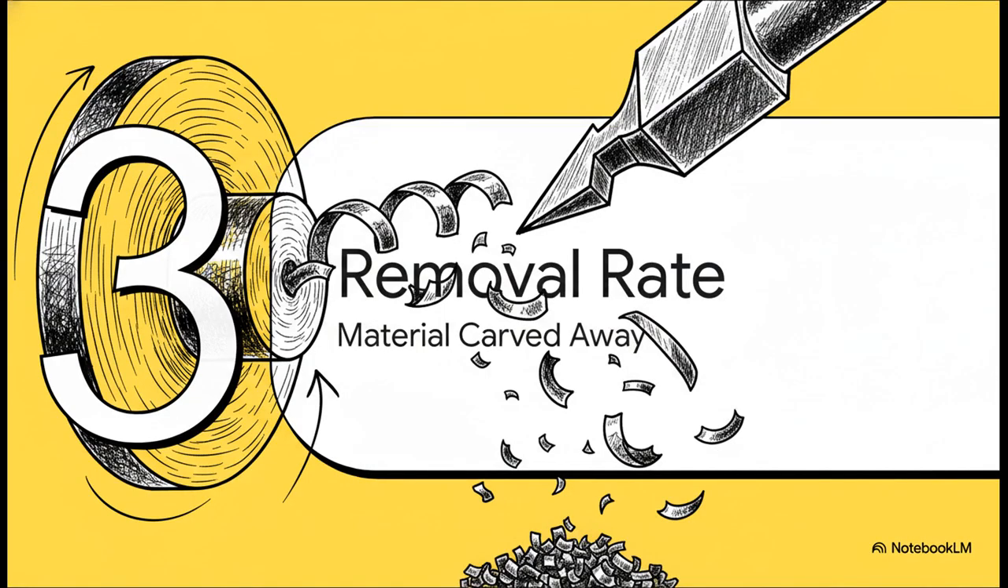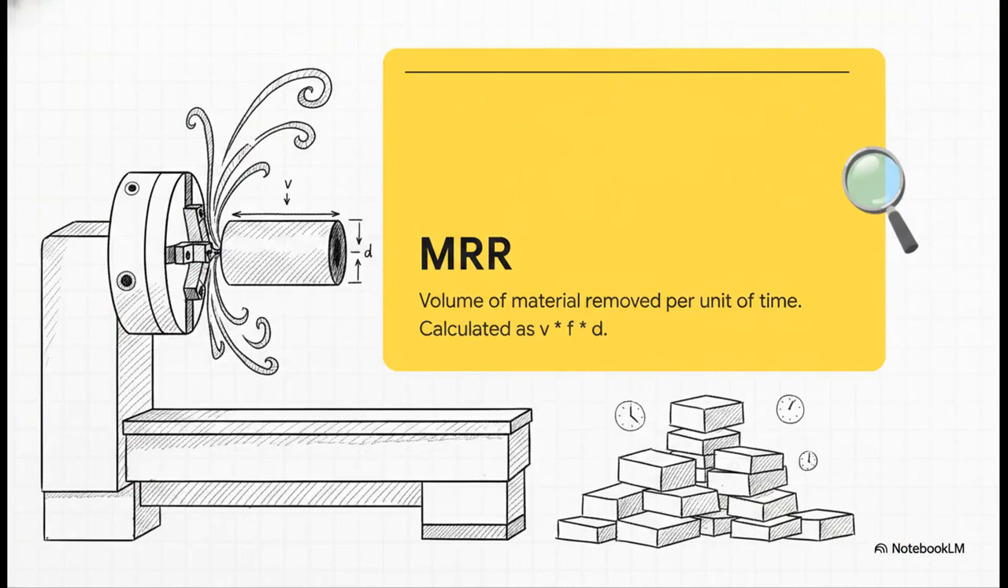Let's jump into Section 3, the material removal rate. So, we know the time and the path, right? But how much raw metal is actually being carved into scrap?